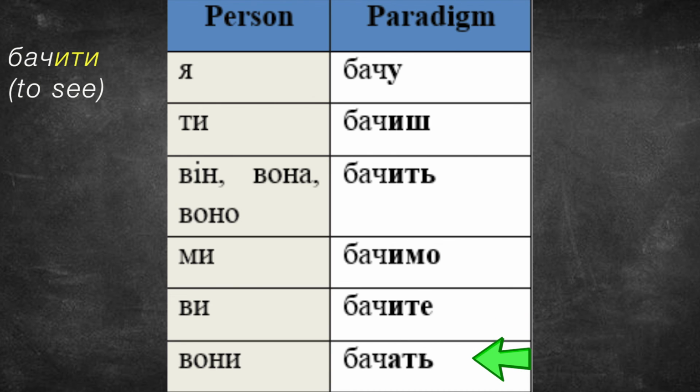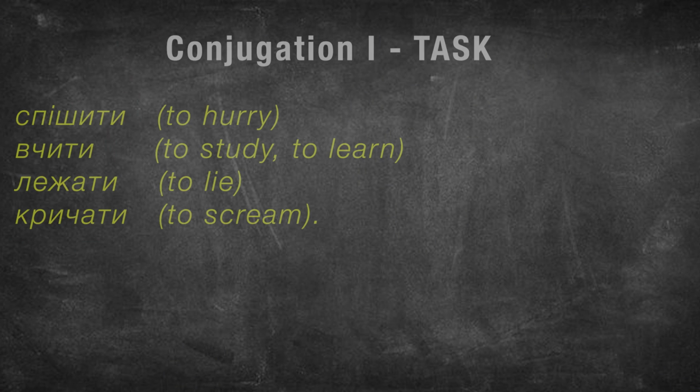And quickly all these forms. Бачу, бачиш, бачить, бачимо, бачите, бачать. Also a task for you to conjugate other verbs like this. Провідміняйте такі ж дієслова, як і це. Verbs. Спішити, to hurry. Вчити, лежати, кричати, to scream.